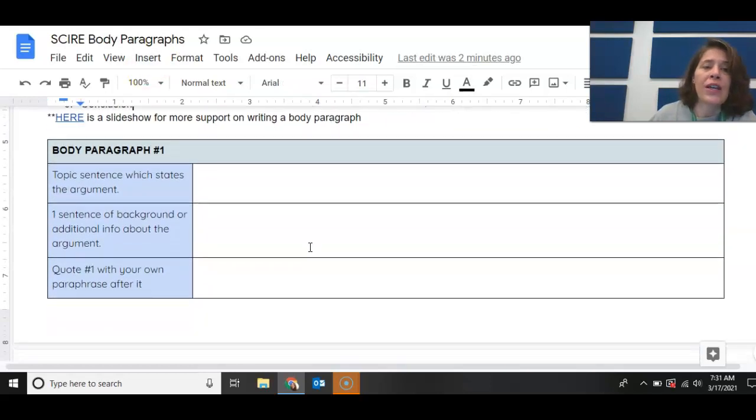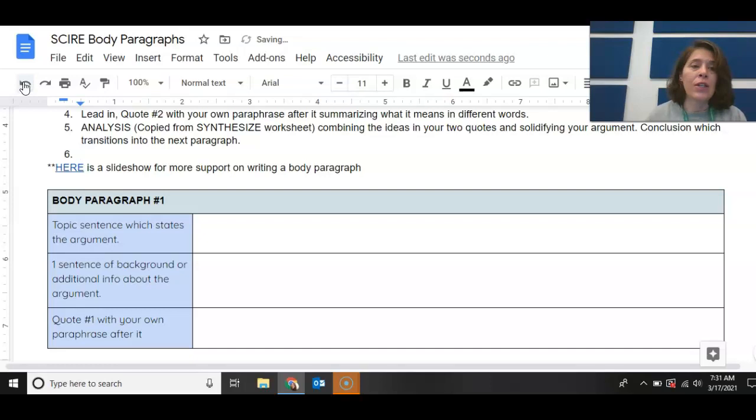So the first thing that goes into this body paragraph is a topic sentence. A topic sentence has to be sort of a broad statement that's going to tell me what the whole paragraph is going to be about.